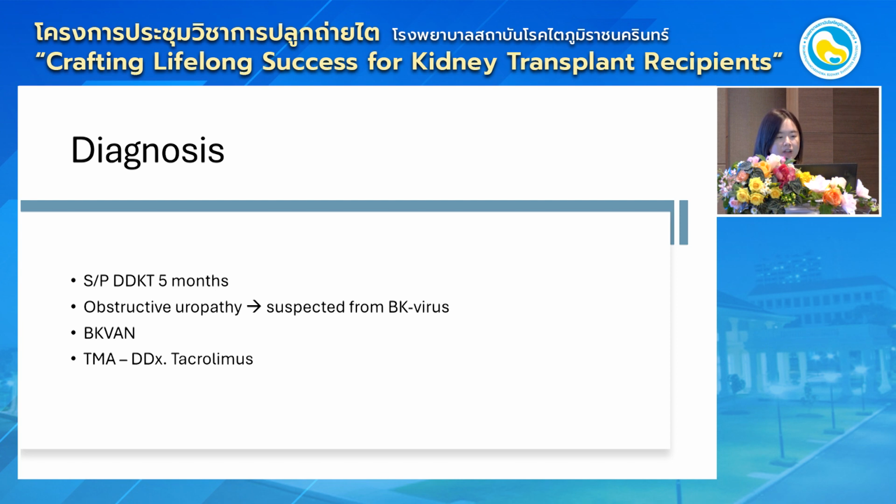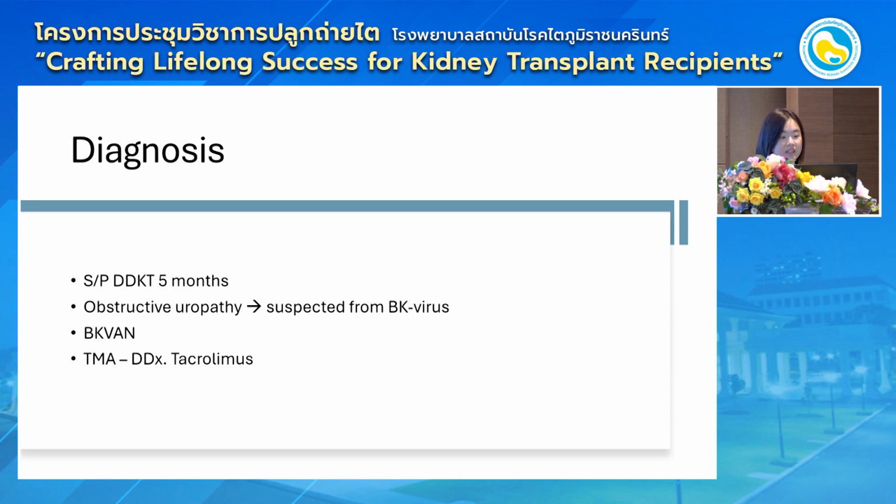So the diagnosis of this case is DTKT for 5 months, obstructive uropathy that we suspect is from BK virus, as we know that BK uropathy can cause obstruction, and furthermore, in this case we have diagnosed BK nephropathy. Even that's quite atypical because there's no BK viremia in high titer. It's just very low titer and just transient.